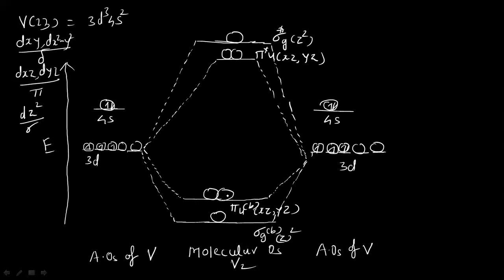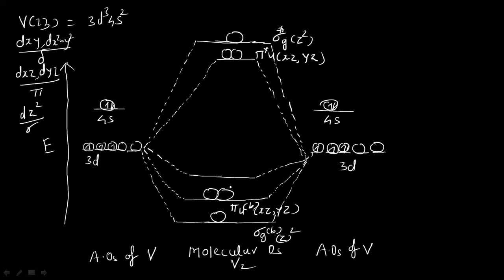So they are represented here. They are having the same energy. Then the delta molecular orbital formation remaining: it is now dxy and dx square minus y square orbital, which gives delta molecular orbitals.